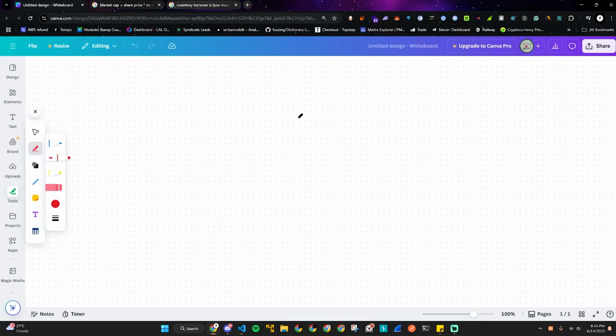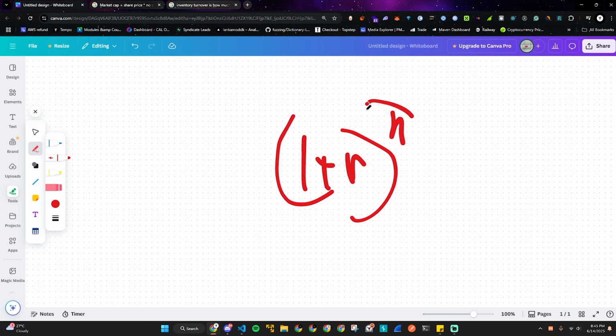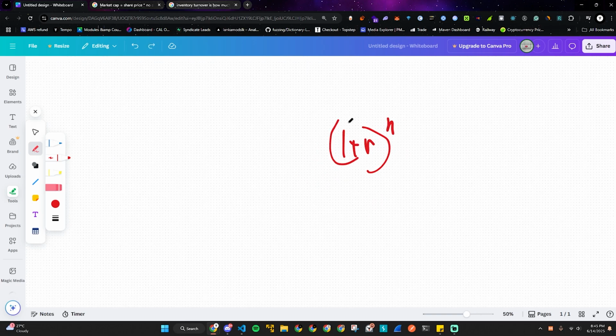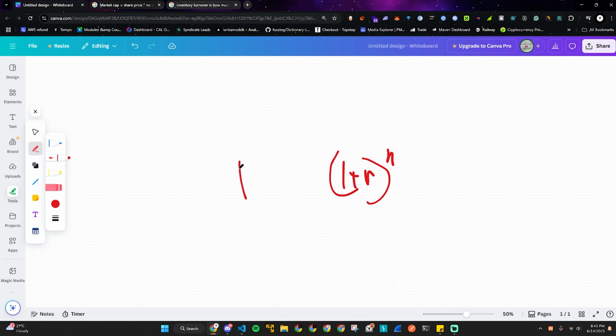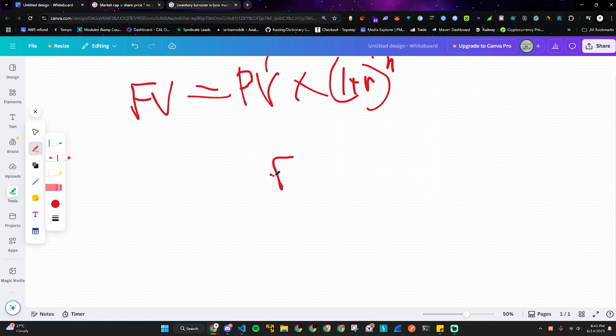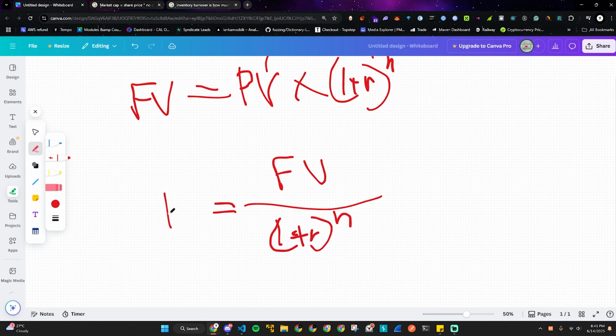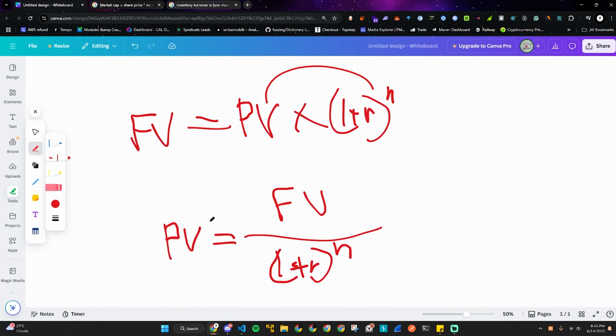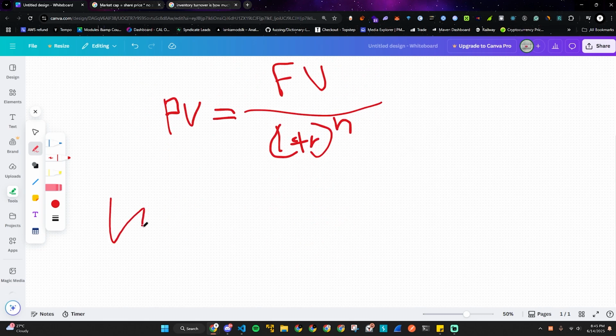So think of it like this. You have 1 plus r times the number of years. I call it times, but it's actually to the power. And then you have the present value, times 1 plus r to the power n, which gives the future value. Now, do future value over 1 plus r to the power n, and that you get the present value. Okay, simple. Now, let's move on to the next thing.